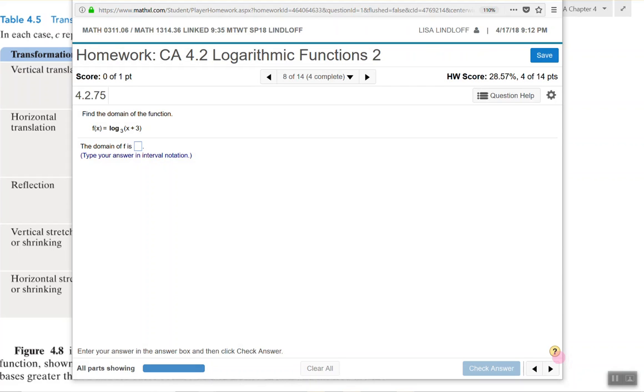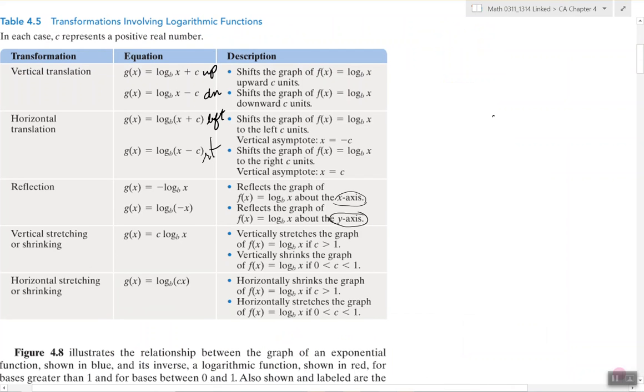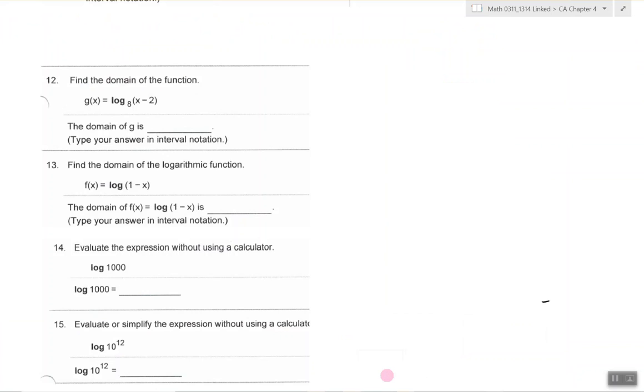Now we have a few questions about domain. I'm going to go back to these questions and do the domain questions here. All right, I will supplement with more graphing if I have requests for that, but hopefully you can follow what we did with the exponentials and do it with the log functions as well. Now here are a few follow-up questions that deal with domain.